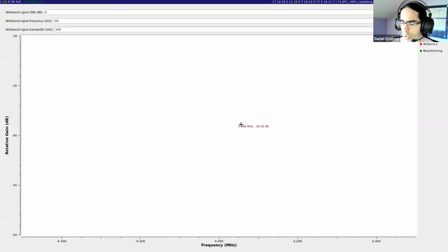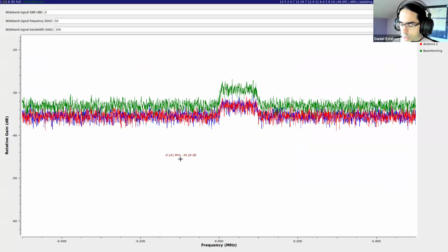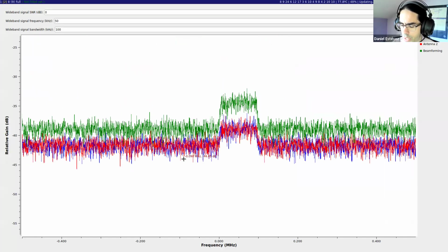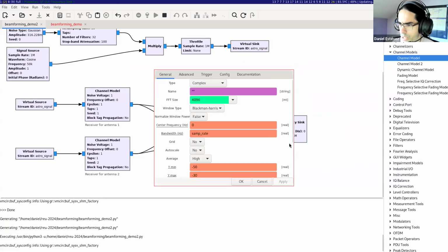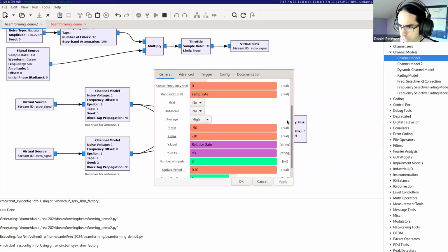And now I can show how this works. So I think I have some averaging on the GUI frequency sink. Let me see.